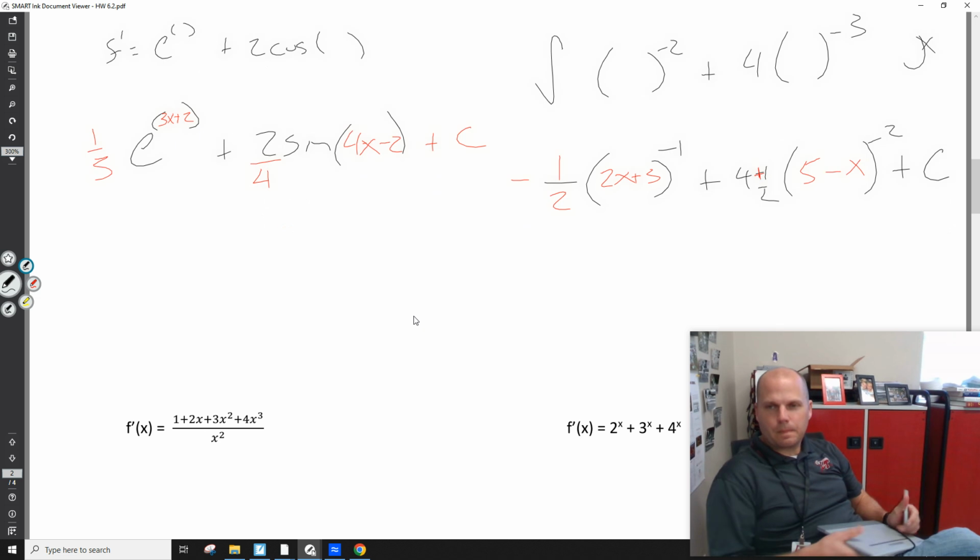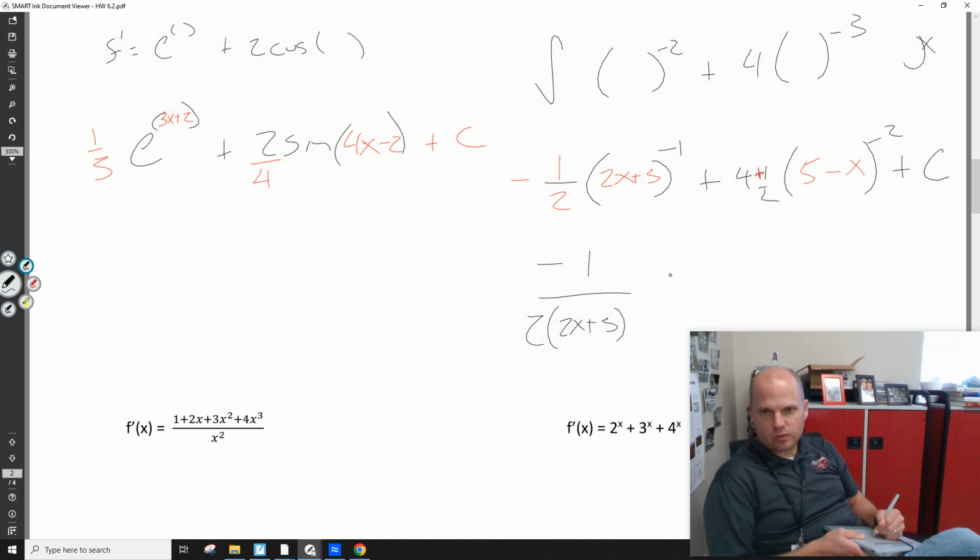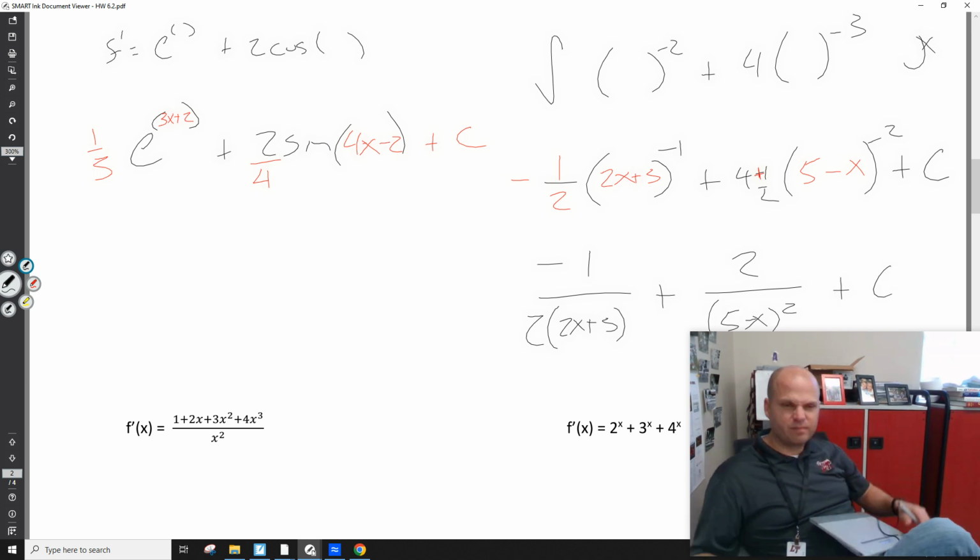All right, we got negative 1 over 2, 2x plus 3 to the first. We got 2, I'll keep it up, move 5 minus x squared down. I have a plus c. Cool?